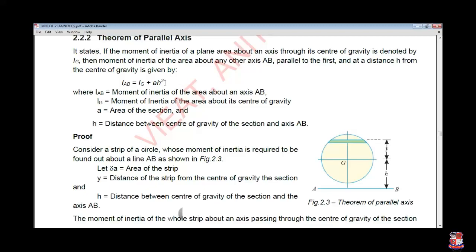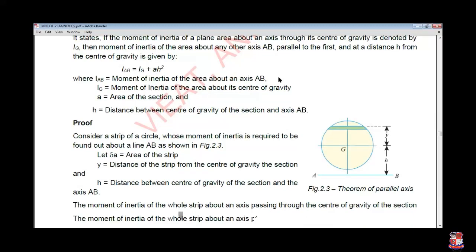Then the moment of inertia of the area about any other axis AB, parallel to the centroidal axis at a distance h from its center of gravity. Generally we have derived an equation for the moment of inertia about the entire body at the point G, but if you are finding it about AB, then you have to apply this formula. I_AB is equal to I_G plus A h square. I_AB is the moment of inertia of the area about axis AB, I_G is the moment of inertia of the area about its centroid, A is the area of the section, and h is the distance between the CG and the axis AB.